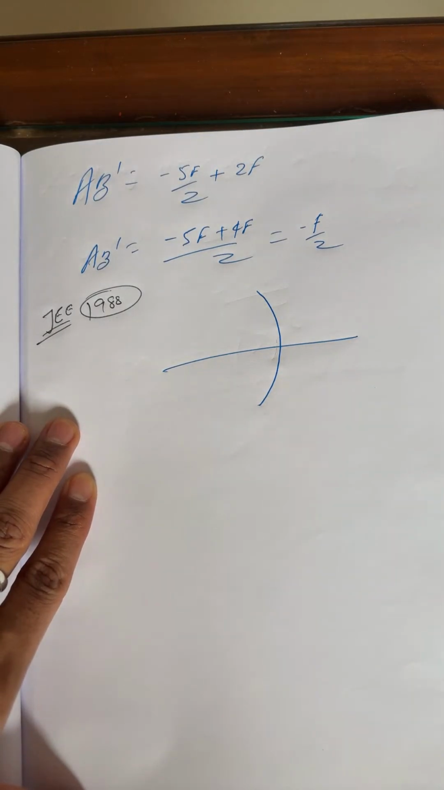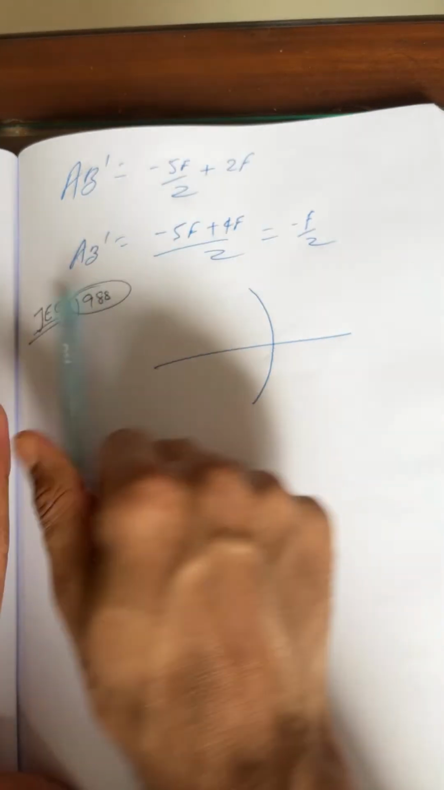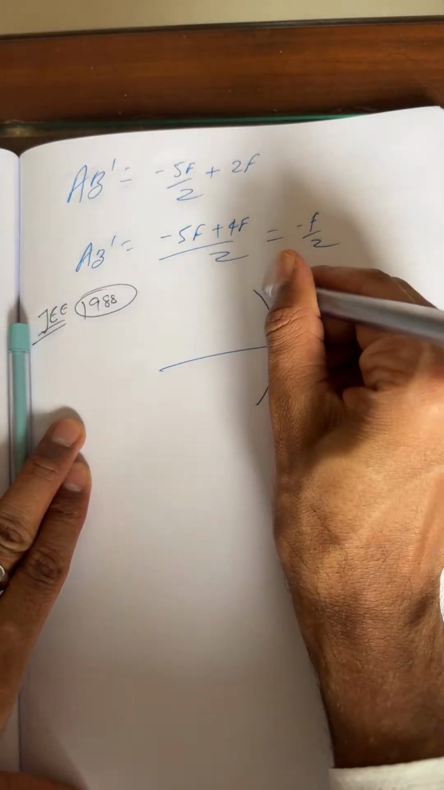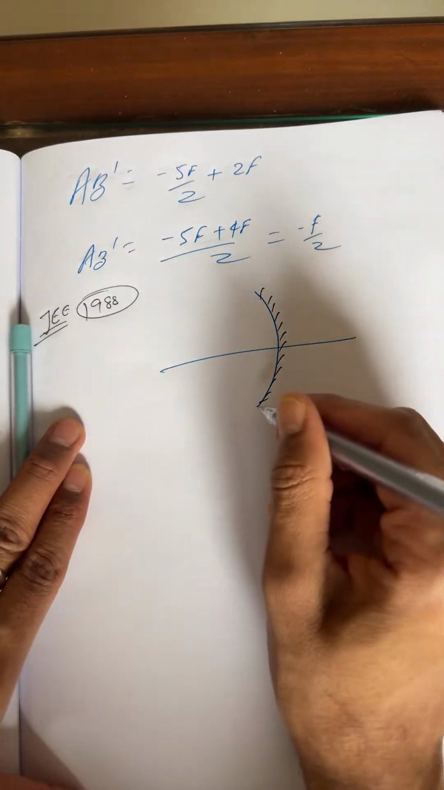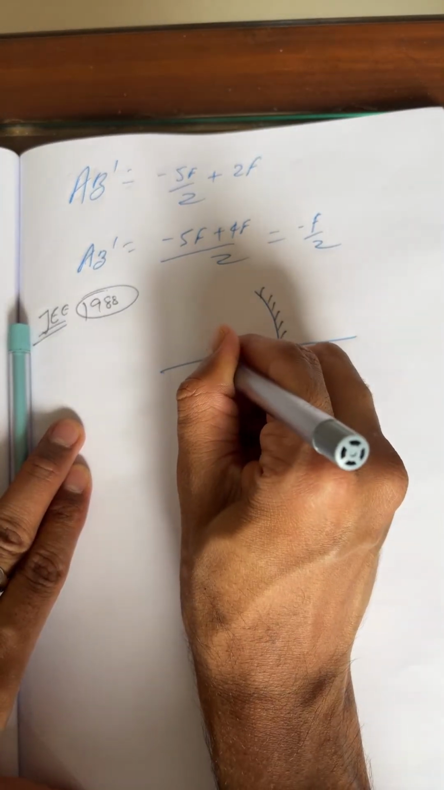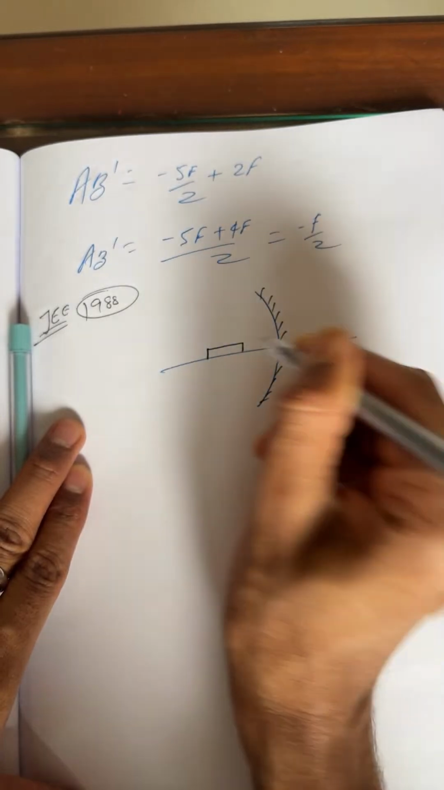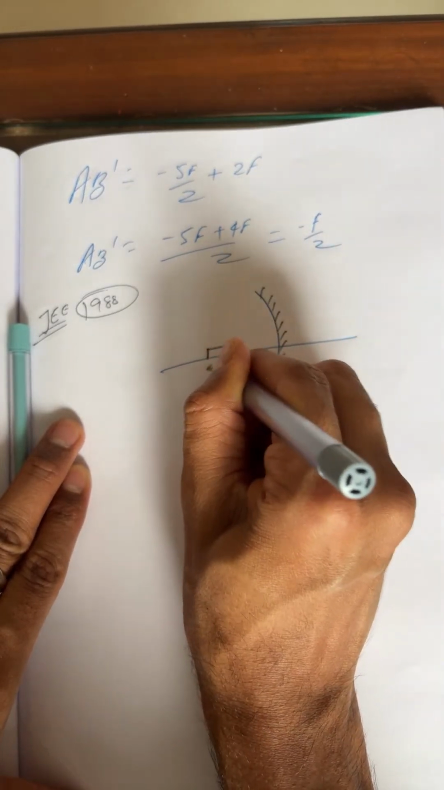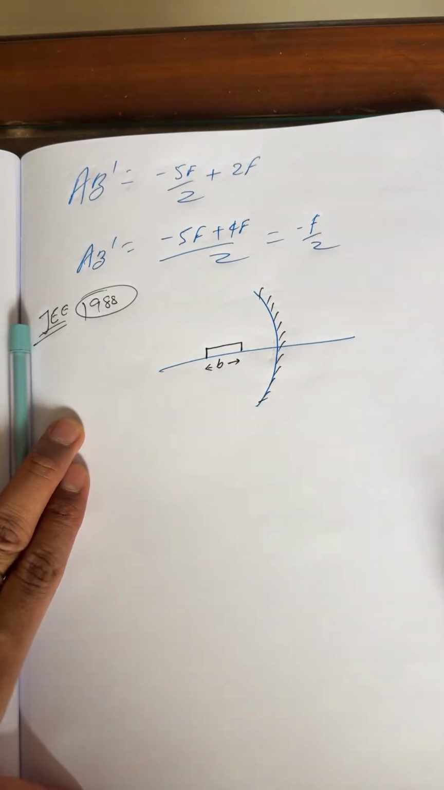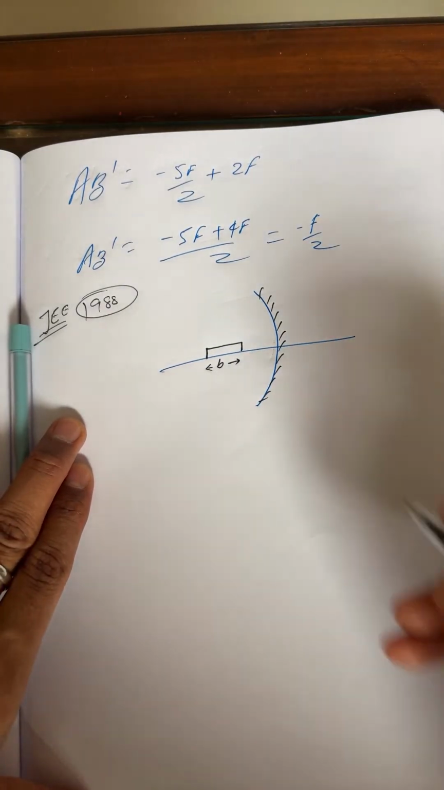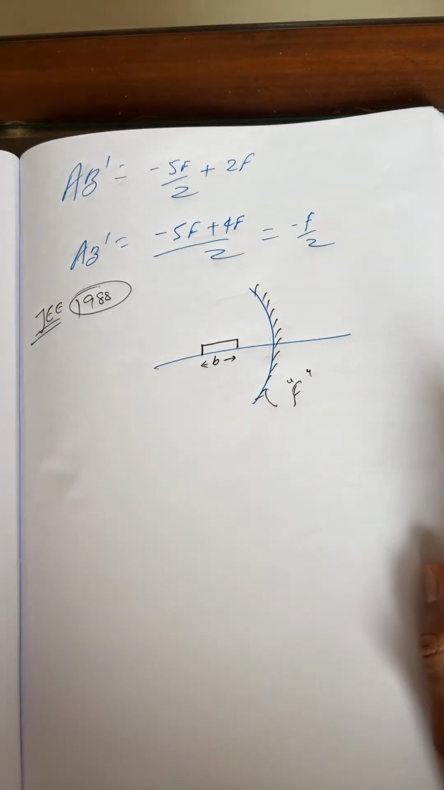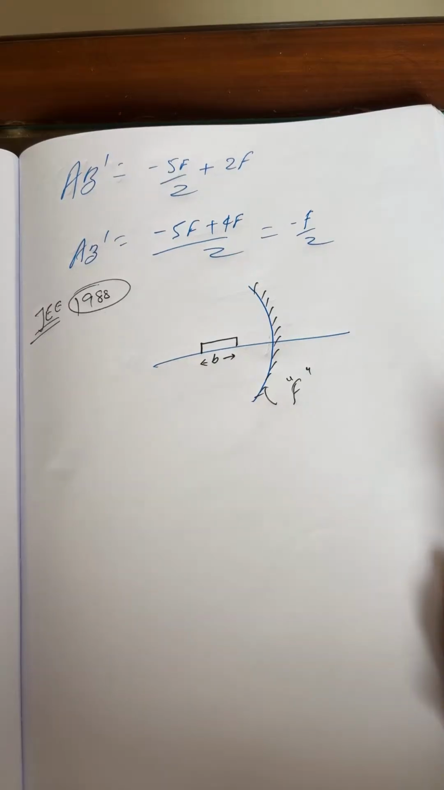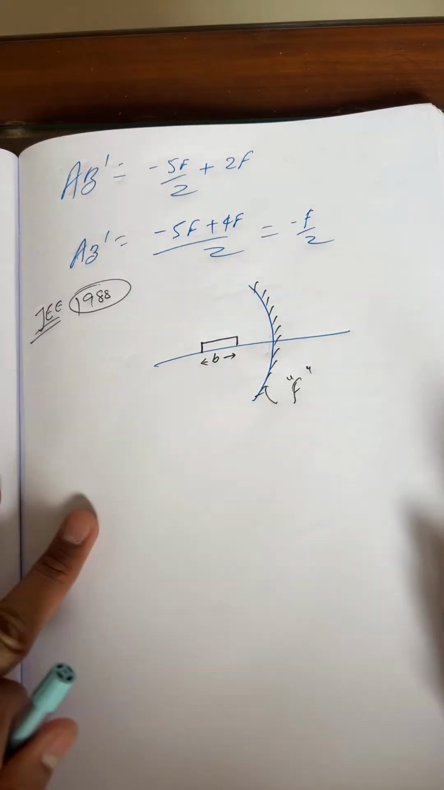You can see it is basically a concave mirror. There is a linear object, and the object length is mentioned. It's b only. The focal length of the concave mirror you can take as f. The distance u you can take as the object distance.